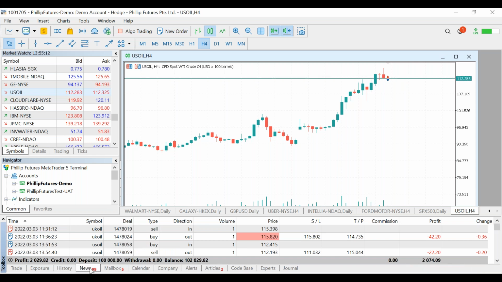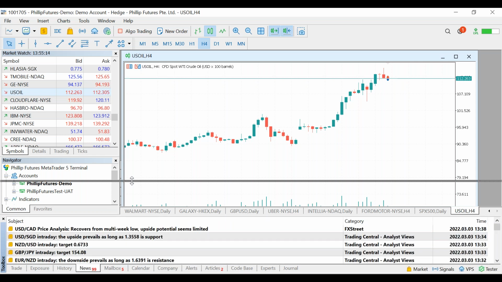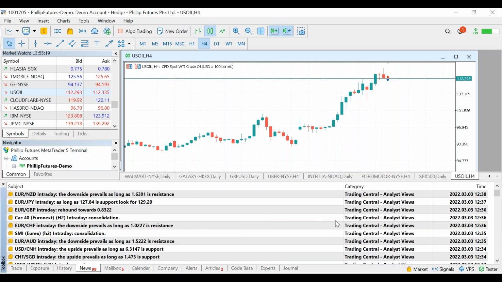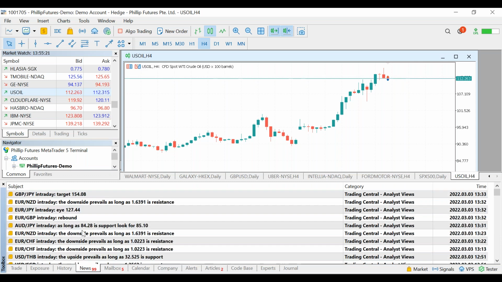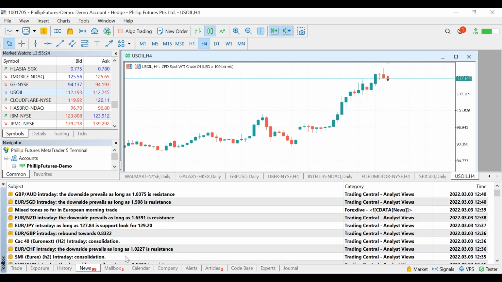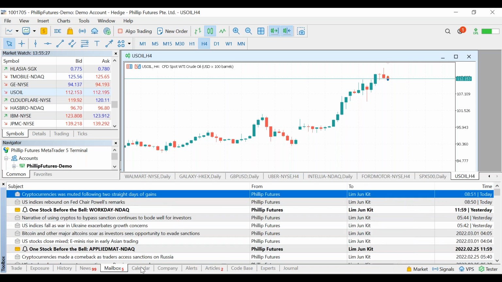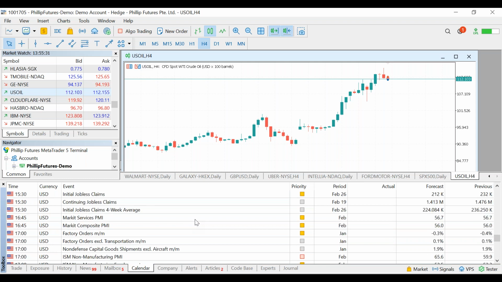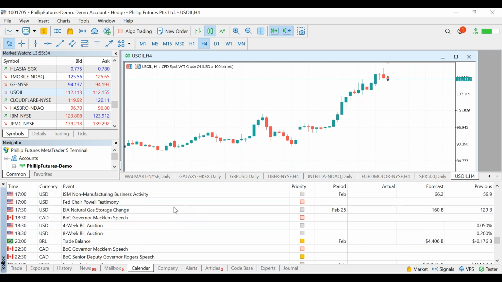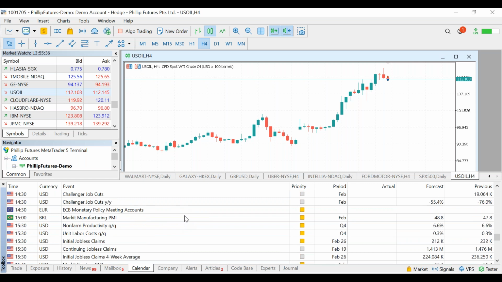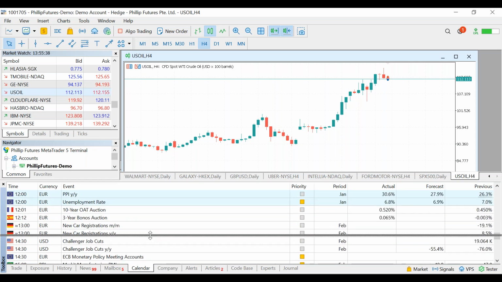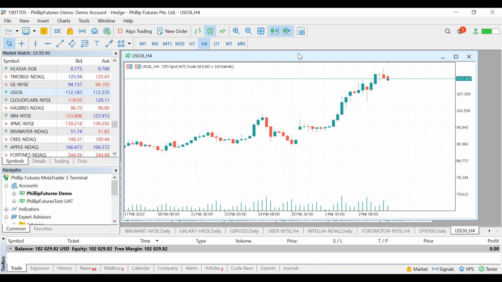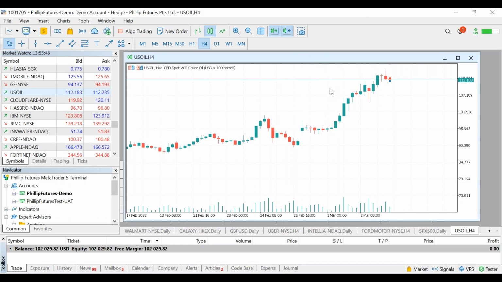The next tab is the news. In this platform itself, you have a stream of news from quality sources like Trading Central and FX Street. All these are live news and technical analysis for you. We also have the mailbox and the calendar, the live updated economic calendar, which is useful for fundamental analysis and keeping track of the market. I think that is all the tools that I need to introduce to you on the Phillip MT5 platform.